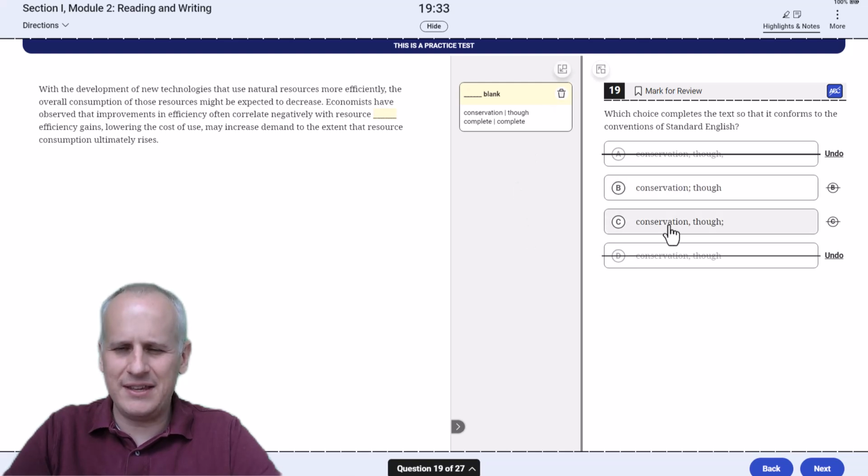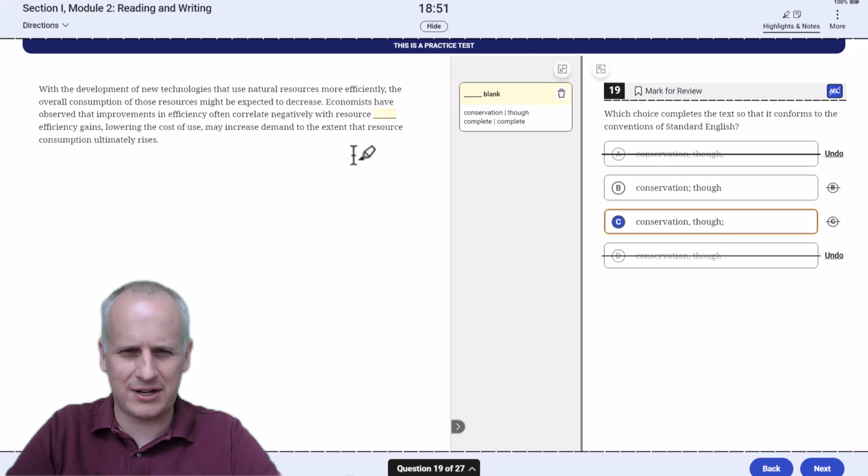Now we need to consider the transition of though, whether the though is going to contrast with what came before this sentence that starts with economists, or whether we want the contrast to come afterwards. We should already be thinking, these two statements in this sentence are going to be in agreement. So the though needs to contrast with what came before. And at this point only am I really going to read that opening sentence. So with the development of new technology that use natural resources more efficiently, the overall consumption of those resources might be expected to decrease. Economists have observed that improvements in efficiency often correlate negatively with resource conservation, though. So that though needs to be before the semicolon so that it makes the contrast come before the mention of efficiency gains. And our correct answer here is going to be C.